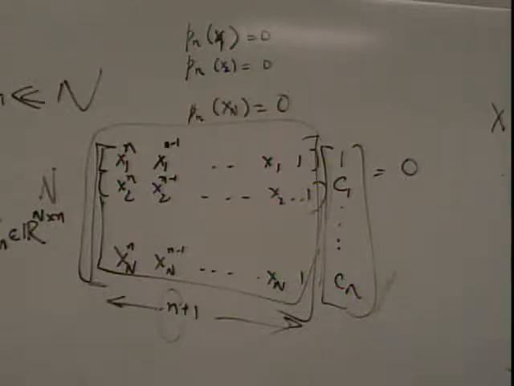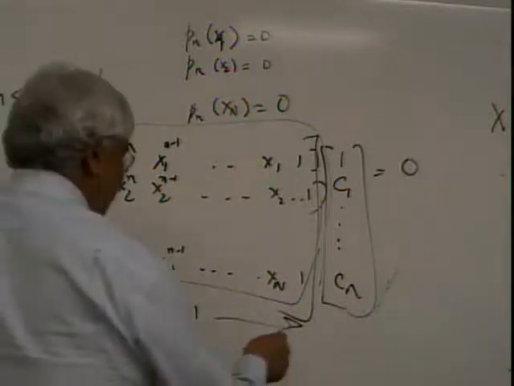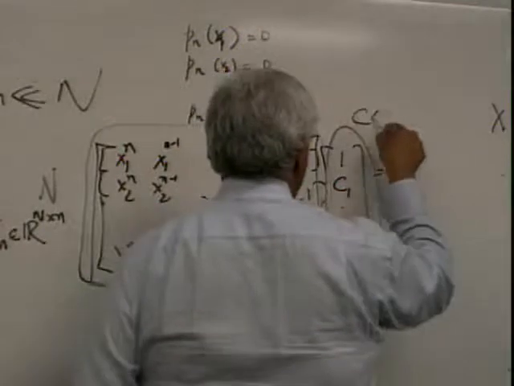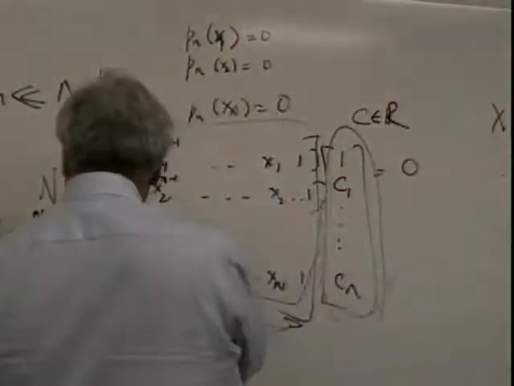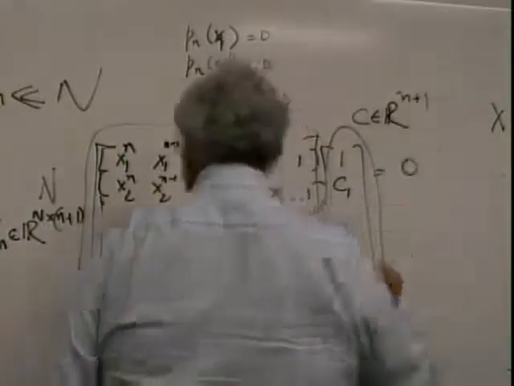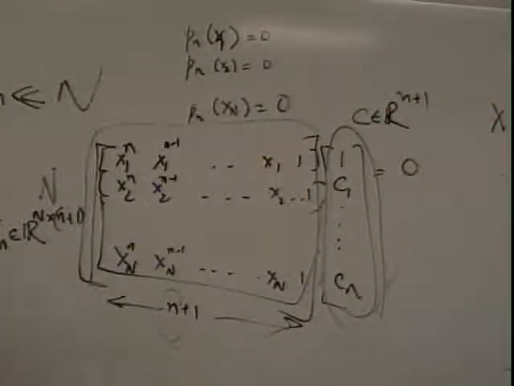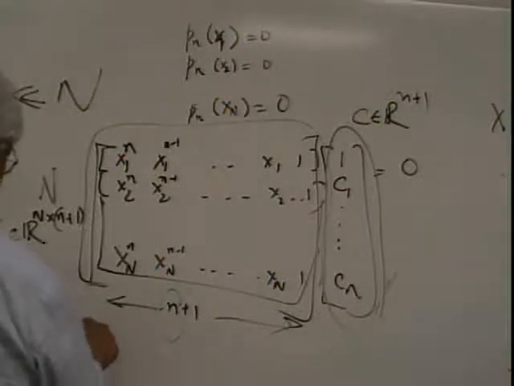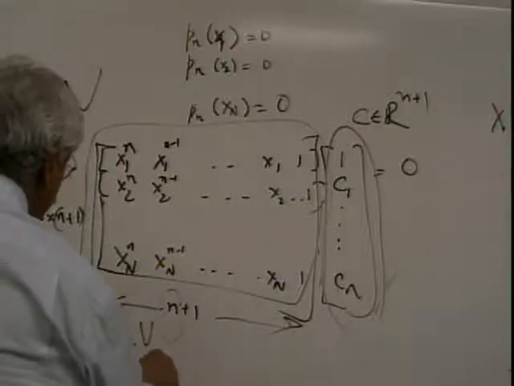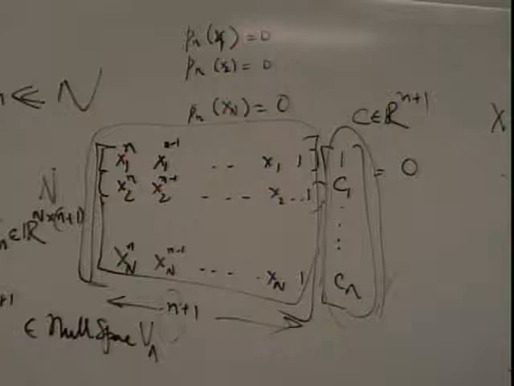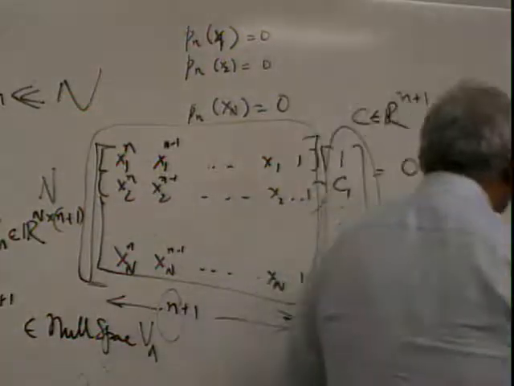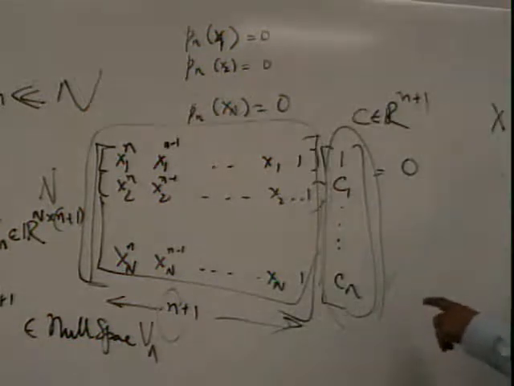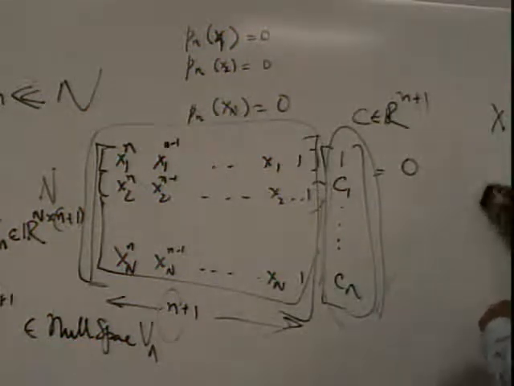So what is this thing trying to do? This thing is trying to say that this vector, let's call it C, which belongs to R^(n+1), is in the null space of Vn. Okay, but you don't know what n is. So I'm going to try to sneak up on how you figure out what n is.